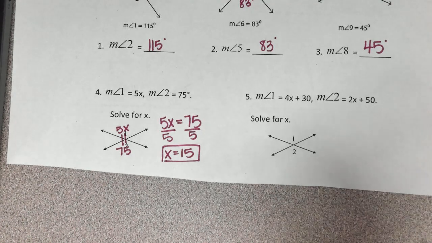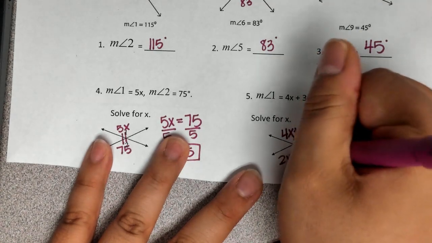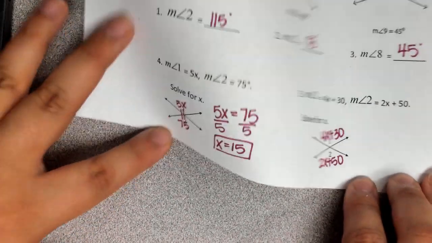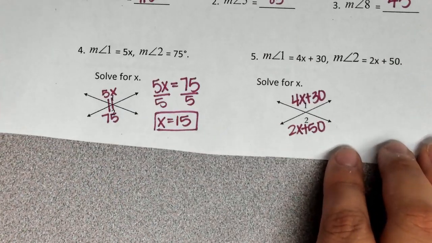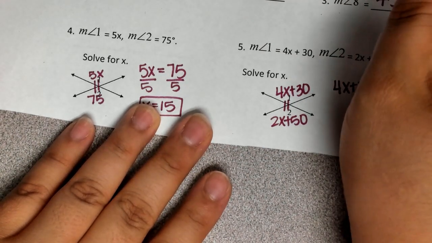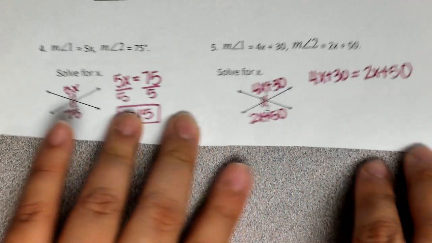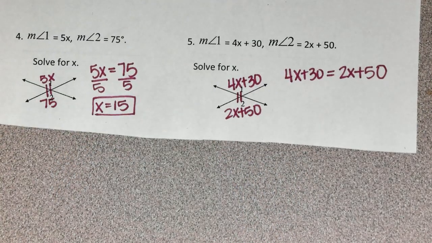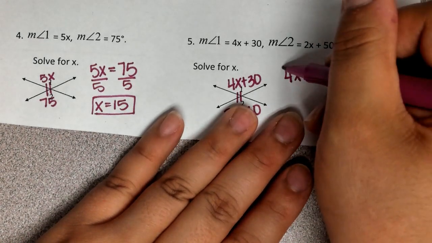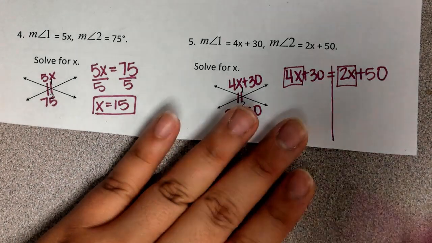Number 5. I'm going to label. And what do I know about these? They're equal. So 4x plus 30 equals 2x plus 50. If they are vertical angles, they are equal. And then draw your line and solve. Where are my x's? Opposite sides. So what do I do? Subtract.